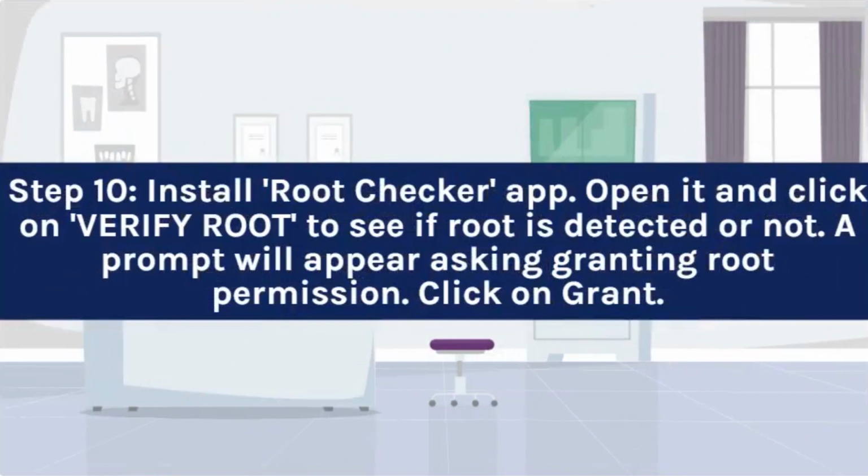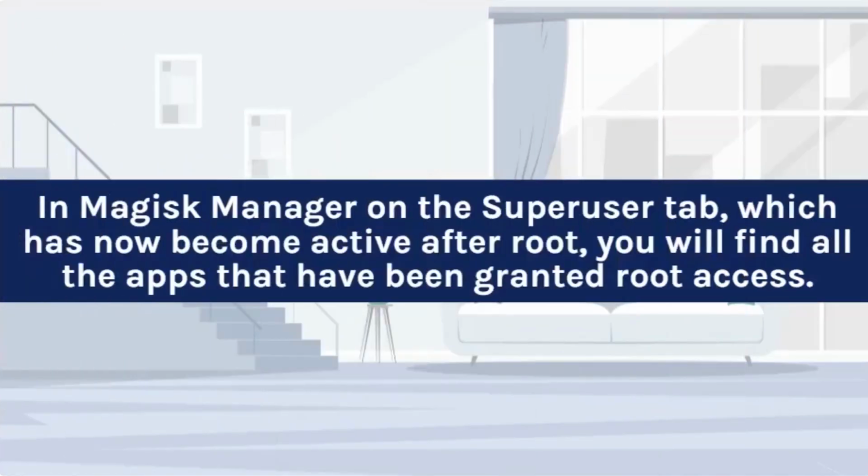Step 10. Install Root Checker app. Open it and click on Verify Root to see if root is detected or not. A prompt will appear asking for granting root permission. Click on Grant. In Magisk Manager on the Superuser tab, which has now become active after root, you will find all the apps that have been granted root access.